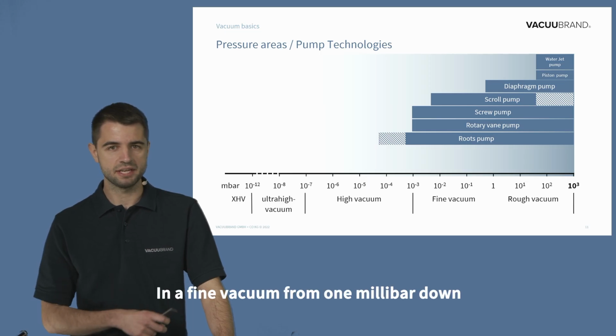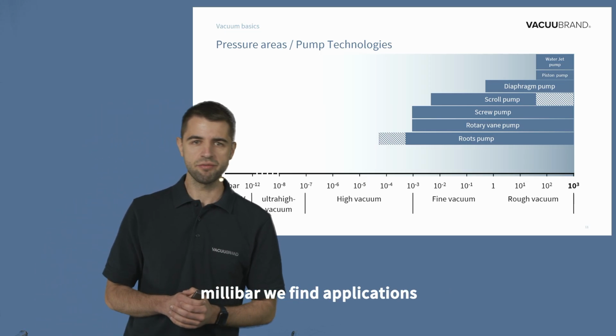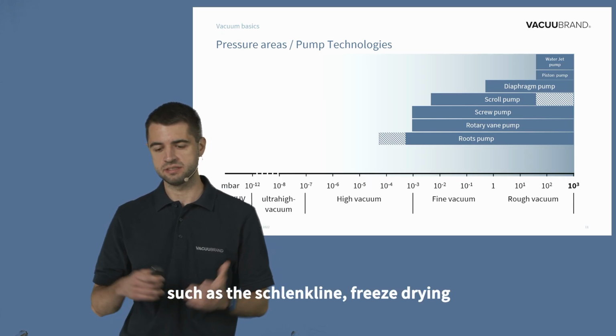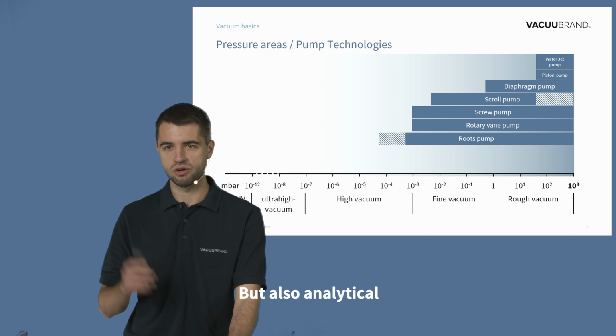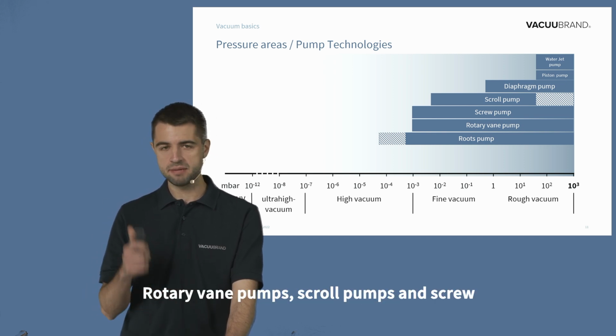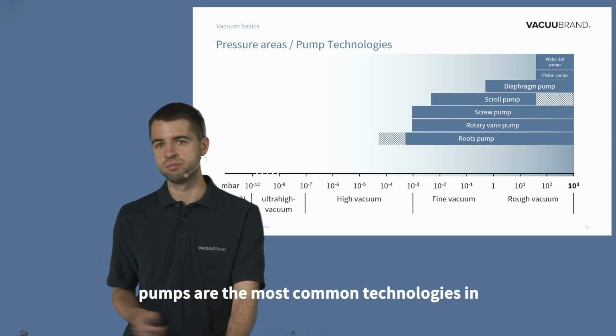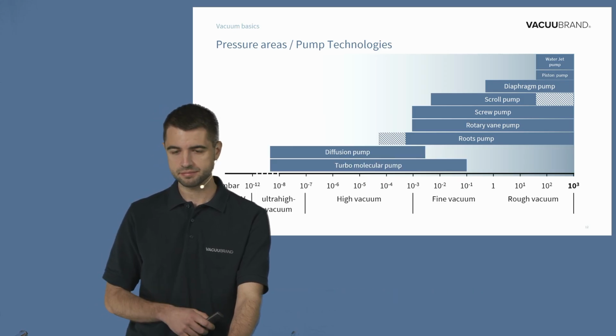In a fine vacuum, from 1 millibar down to 10 to the minus 3 millibar, we find applications such as the Schlenk line, freeze drying, and molecular distillations. But also analytical applications start here. Rotary vane pumps, scroll pumps, and screw pumps are the most common technologies in this vacuum range.